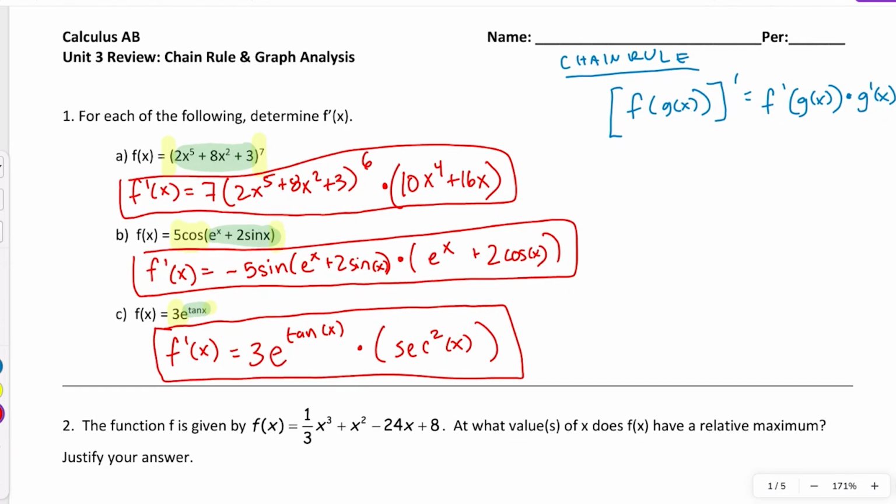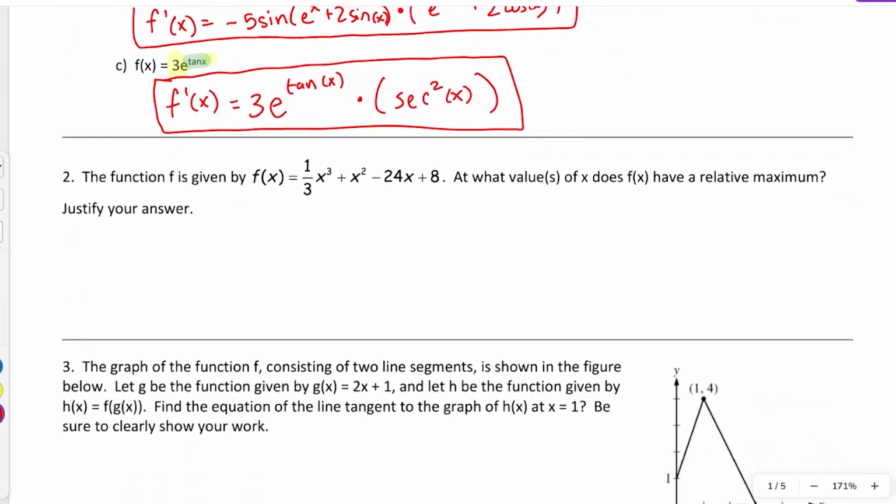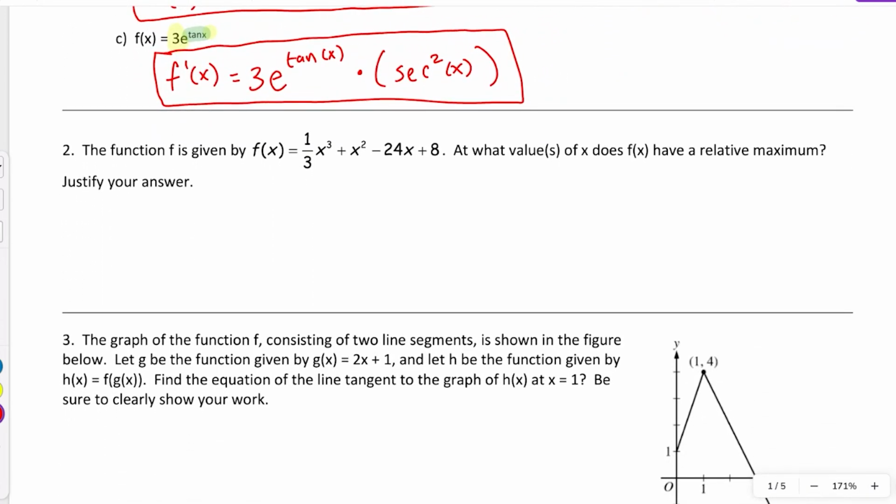Okay, there's number 1. Number 2 says the function f is given by this algebraic function, this polynomial. At what values of x does f have a relative maximum? So let's make sure we know what we're looking for here. A relative maximum occurs when f prime goes from being positive to negative. In other words, we're looking for where f switches between increasing and decreasing. So to find that, we're going to find the derivative of f.